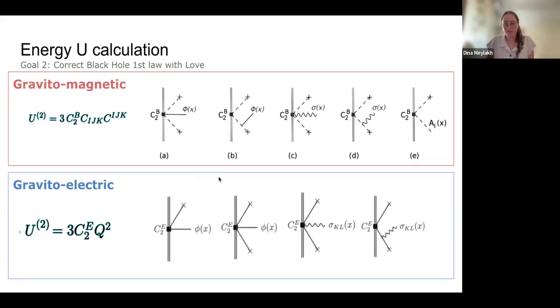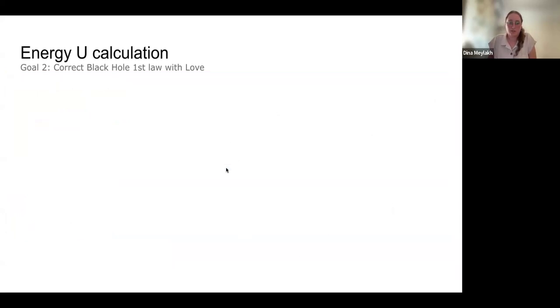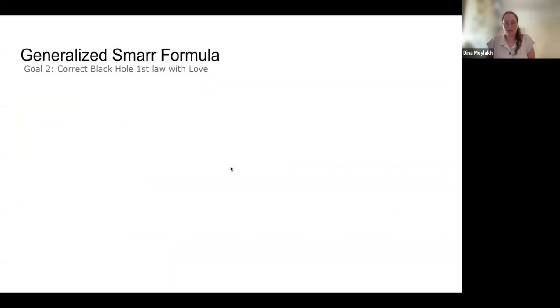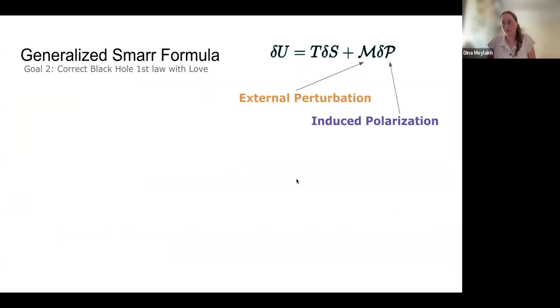So we stop. Because we do everything perturbatively, we have to stop at a certain order. We do this for the dominant parts, and we stop at 2 background insertions, and we do everything for L equals 2. And similarly, we calculate the energy for the scalar background and the Maxwell background, and we get all our energy corrections.